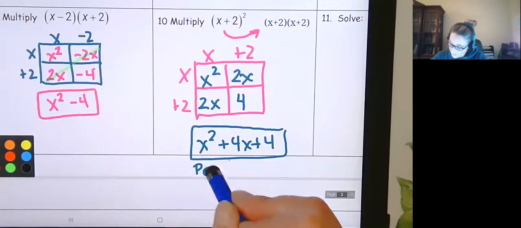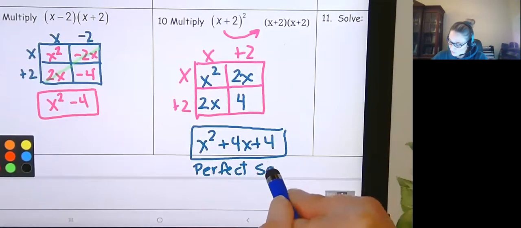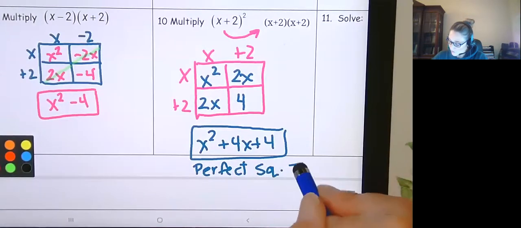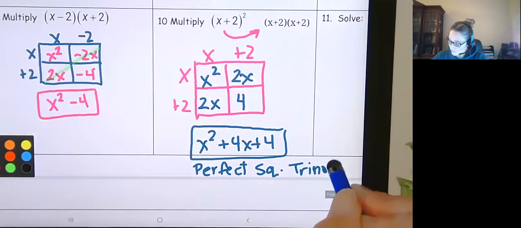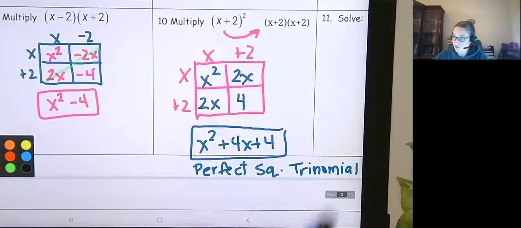Okay, again, just kind of throwing out some terms. We're not going to be testing on the name of this right now, but we want to start recognizing this. Perfect square trinomial. And that's when I have a binomial here being squared.